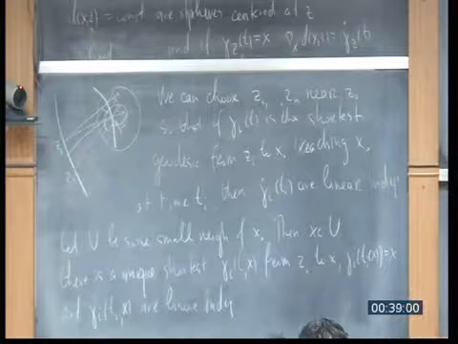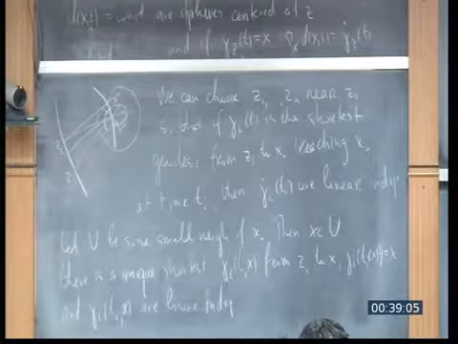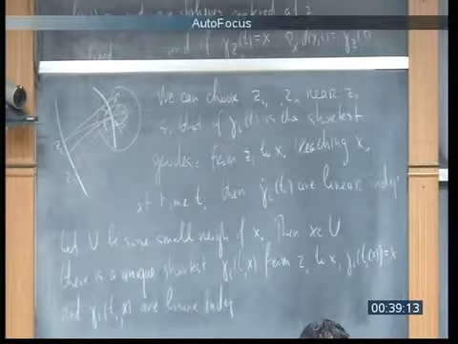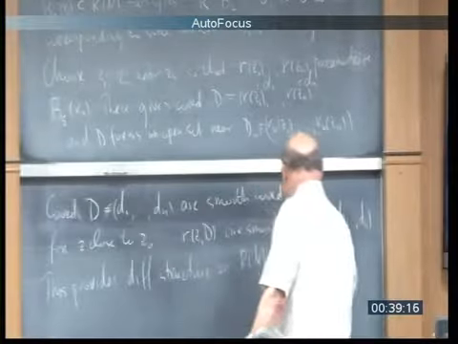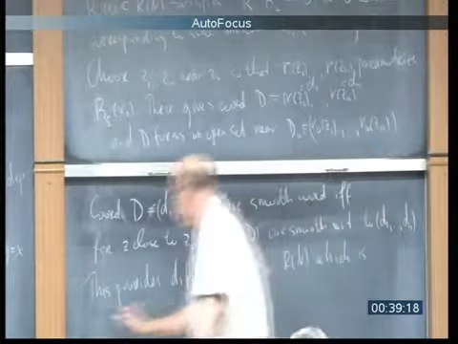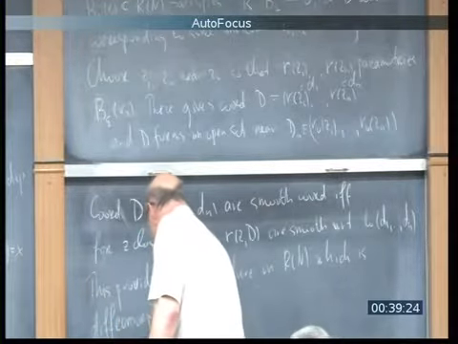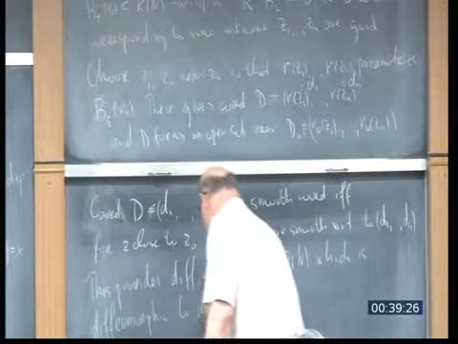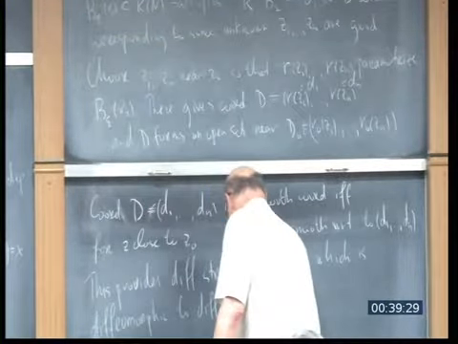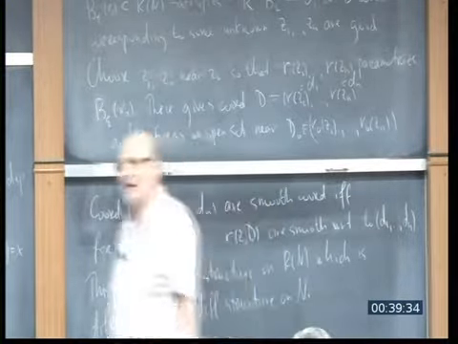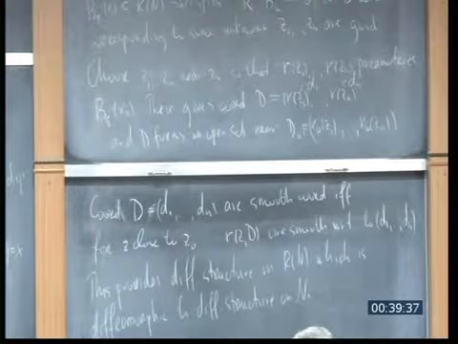So this provides a differential structure on R of n, which is diffeomorphic to the differential structure on n. It is diffeomorphic just because of how we did it.